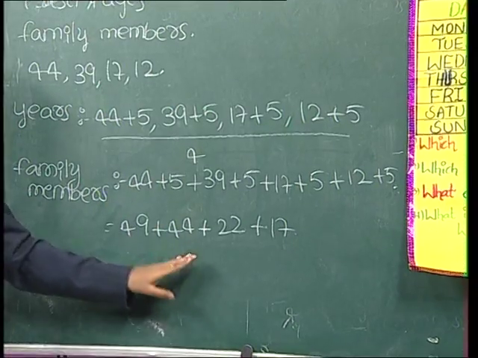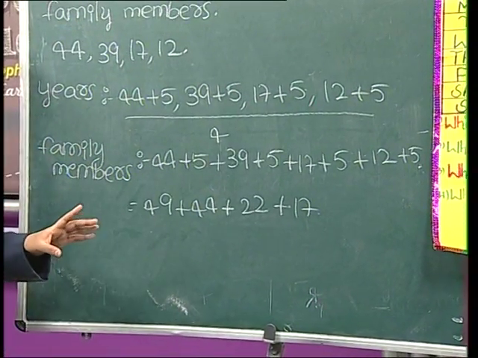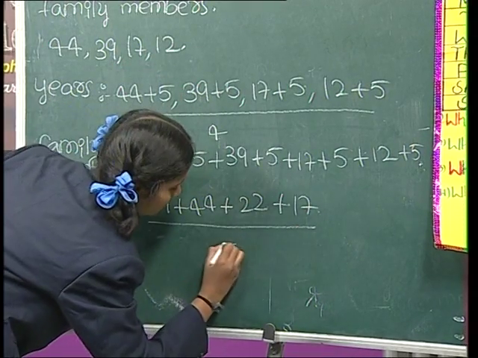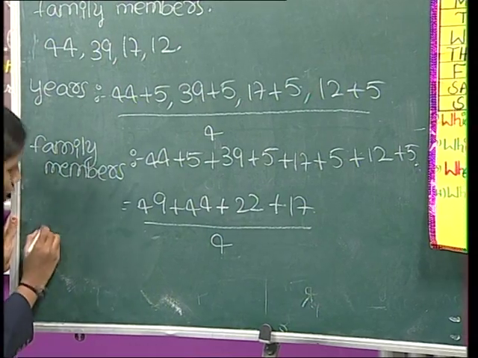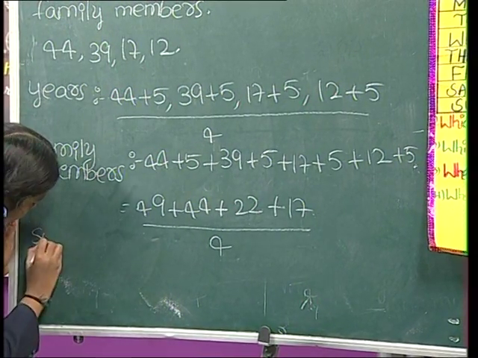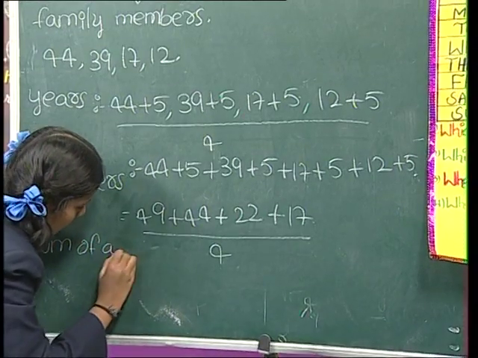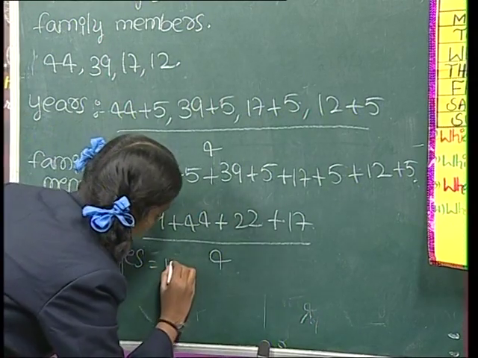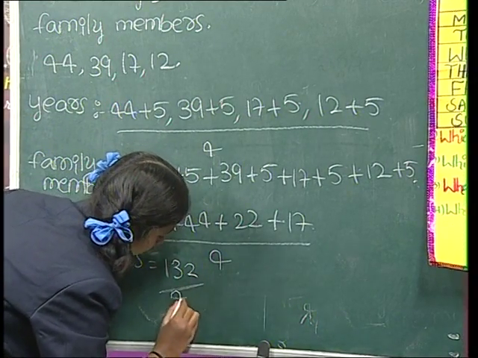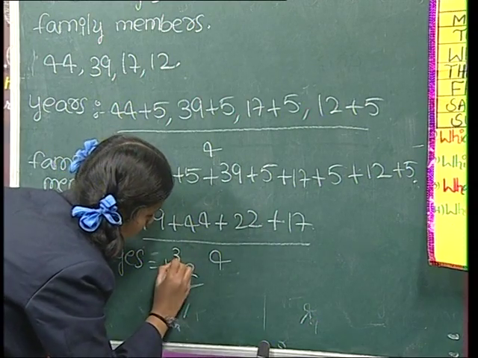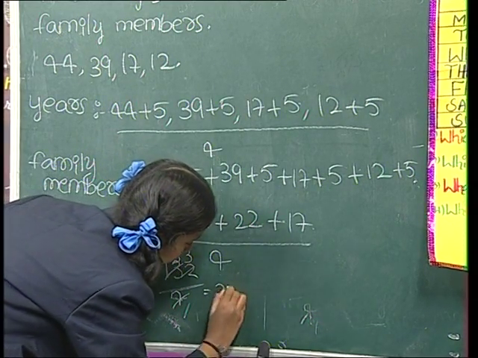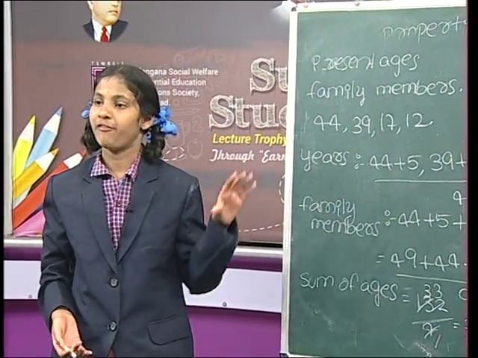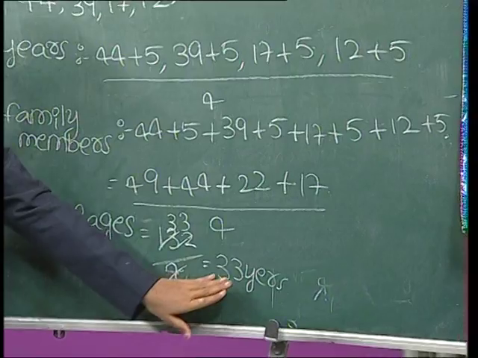As a definition of mean, sum of all observations by number of observations. So what should we divide with this? Yes, exactly 4. The sum of all these ages is equal to 132. 132 by 4 is equal to 33 years. So after 5 years, the mean age of the family members is 33 years.